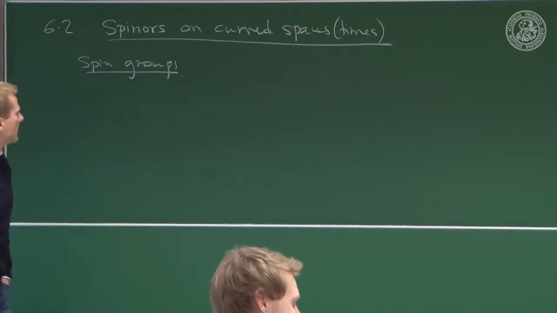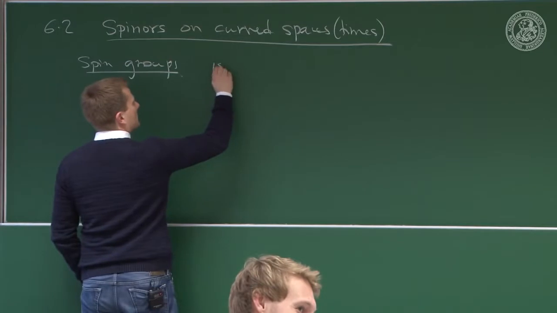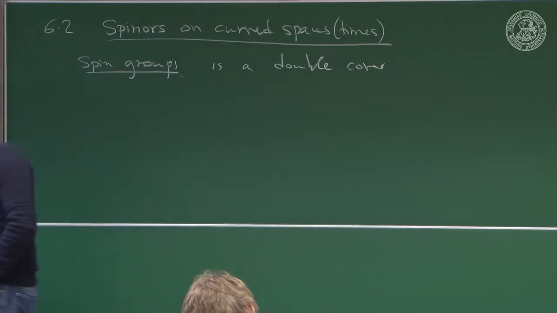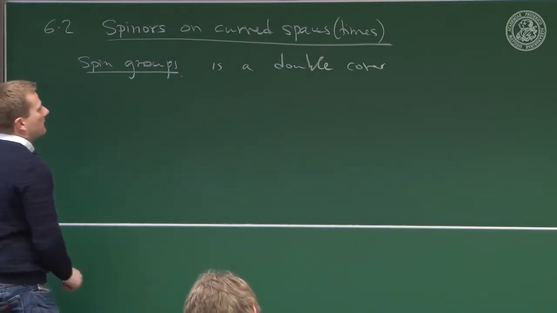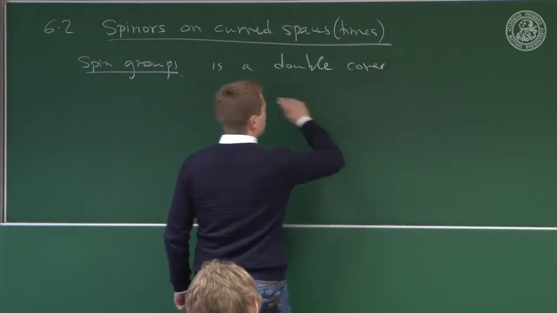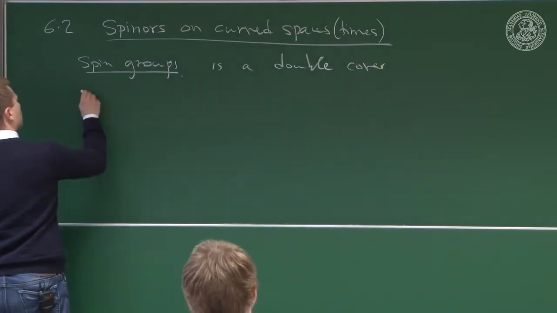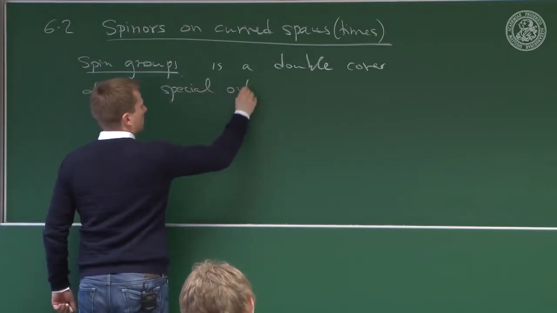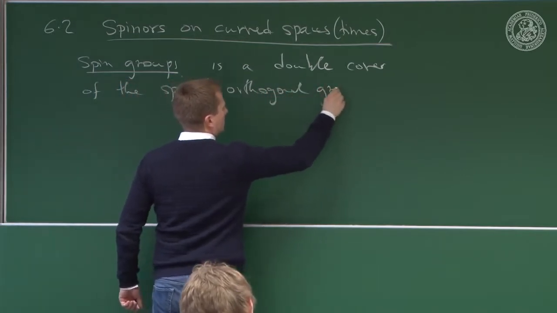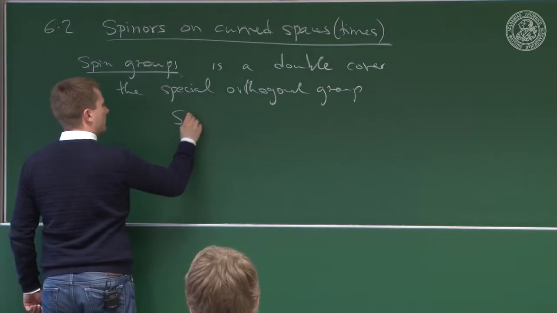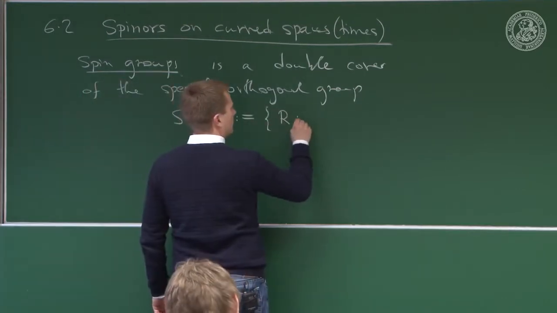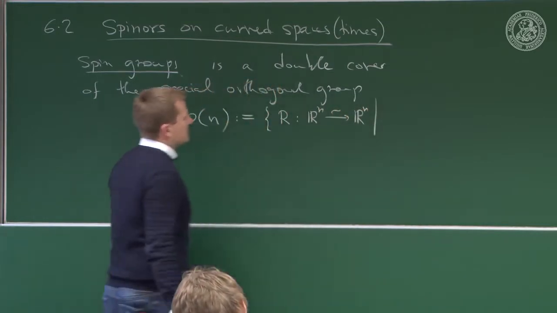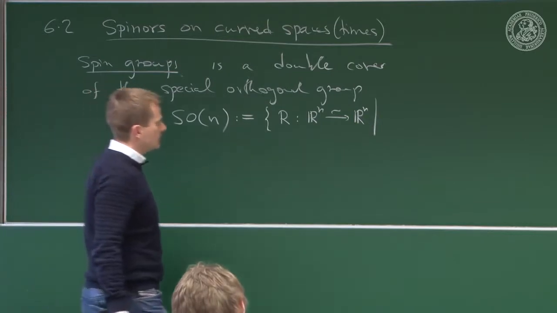What is a spin group? A spin group is a double cover. I'll explain that in a second in this context. That's a more general topological notion, but in this context of Lie groups, it's quite simple. It is a double cover of the special orthogonal group SO(n). So that would be the group of all the linear maps from R^n to R^n such that an inner product is kept constant.